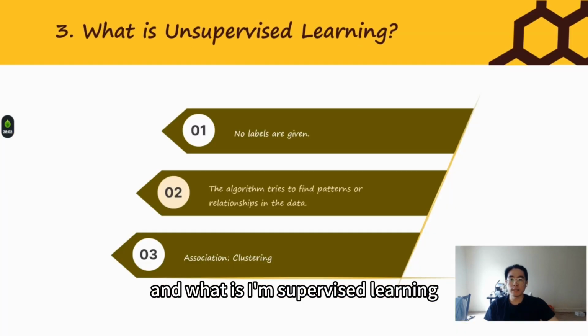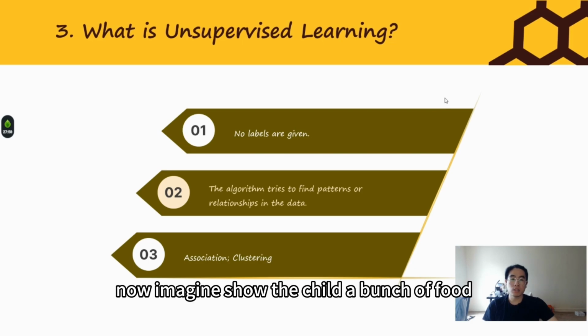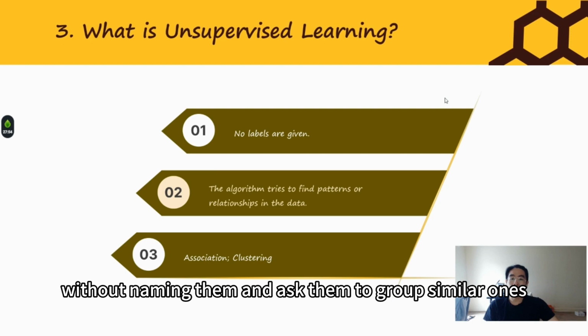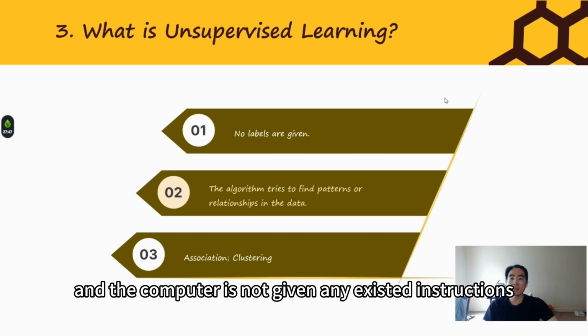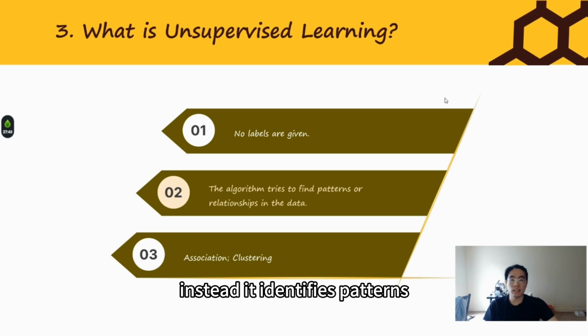What is unsupervised learning? Continuing our analogy, now imagine you show the child a bunch of foods without naming them and ask them to group similar ones together. This is unsupervised learning, and the computer is not given any explicit instructions. Instead, it identifies patterns and relationships in unlabeled data.